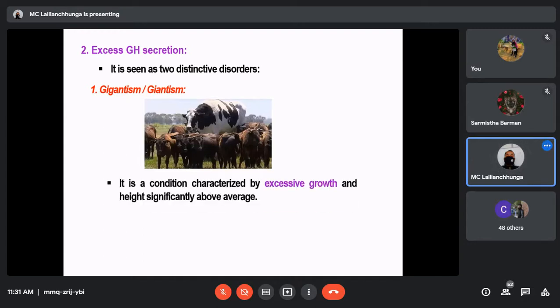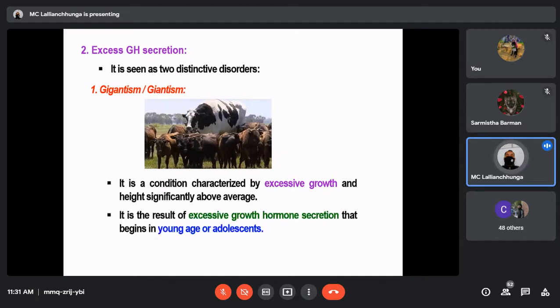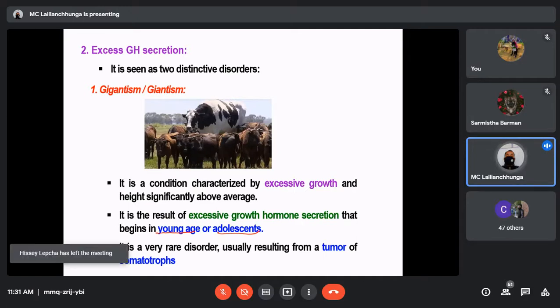So it is a condition characterized by excessive growth and height, significantly above average. It is the result of excessive growth hormone secretion that begins in young age or adolescence. So this gigantism takes place during young age or during adolescence. So this is important. That is where a person may become very tall, because there is excessive secretion of the growth hormone. It is a very rare disorder, usually resulting from a tumor of somatotrophs.